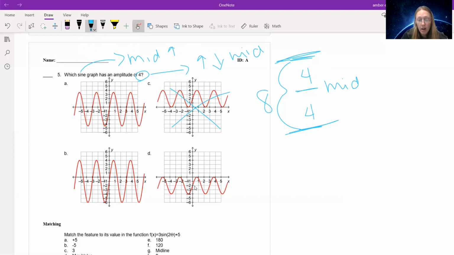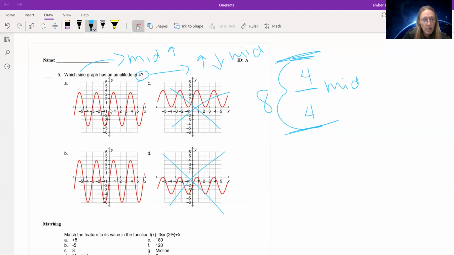Same idea here. I'm starting at the midline and going up. I go up to 0 and I go down to -4. When I go from here up to the top, I only went 2. Not what we want. Let's get rid of that one.